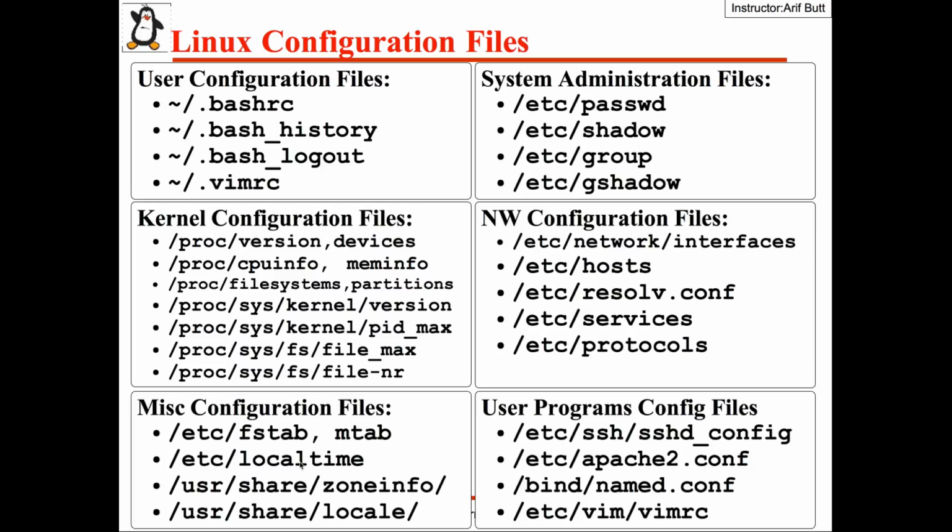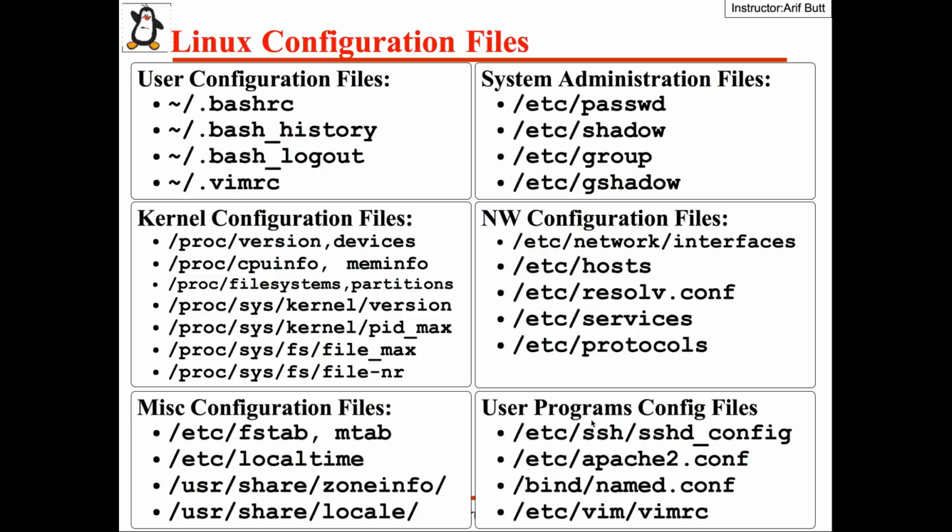/etc/localtime is basically a soft link to a specific file in the zone information directory, /usr/share/zoneinfo, which contains files that store information about different time zones. Similarly, the /usr/share/locale directory contains files that store information about different zones. I have talked about time in my operating system video session. You can see that if you are interested in.